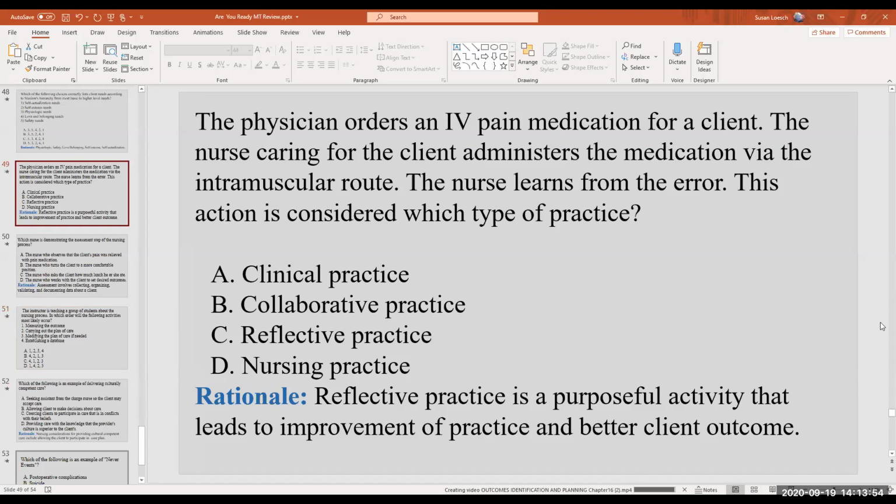But you have to read what the question is asking you. Okay, and that's where nurses fall apart, because they're rushing and they have this anxiety and they don't really read what the question is asking them. So you really want to get into what is the question asking me.